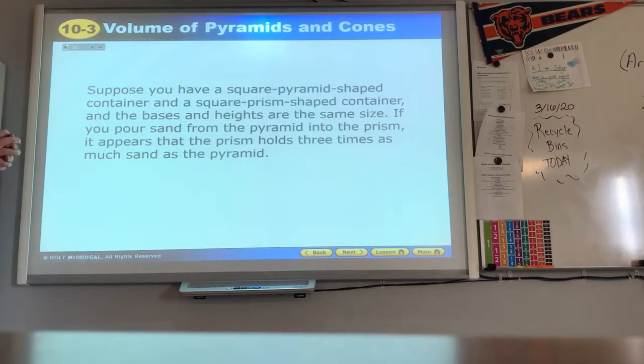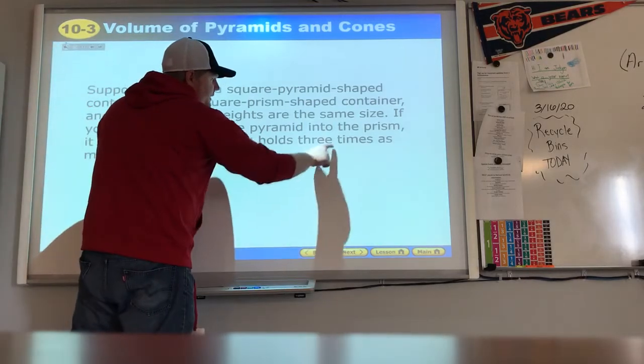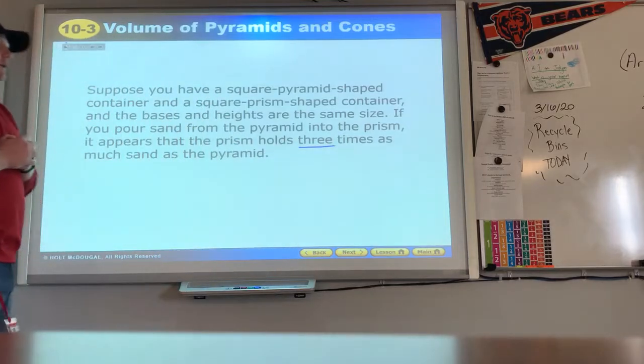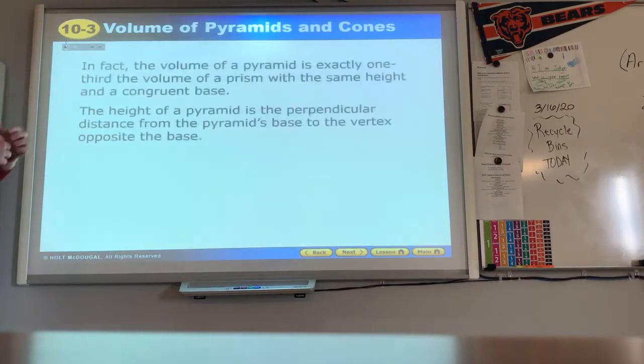Suppose you have a square pyramid shaped container and a square prism shaped container, and the bases and the heights are the same. If you pour sand from the pyramid into the prism, it appears that the prism holds 3 times as much sand as the pyramid. 3 becomes a significant number in what we're doing, and we'll show you why.